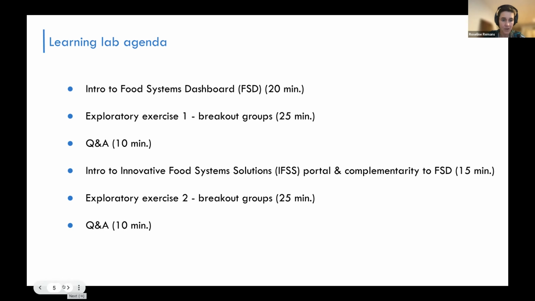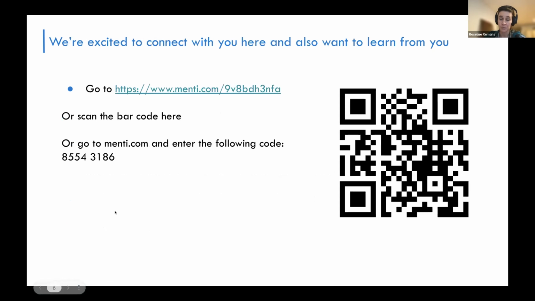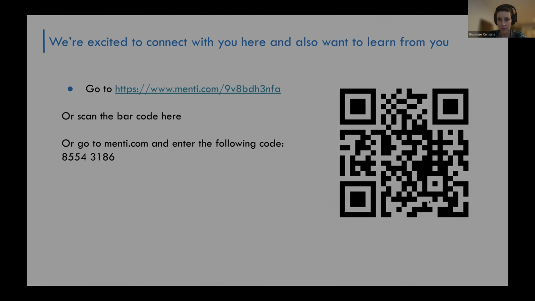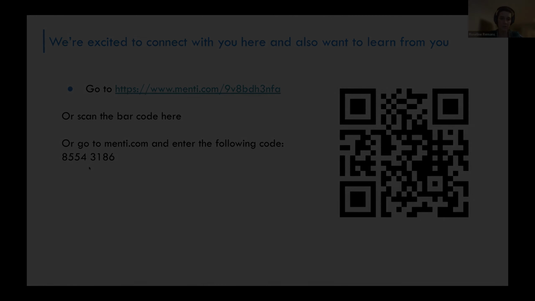Now, we also first want to learn from you, and also during this exercise we want to learn from you, as both platforms are continuously being improved. So we also want to learn where you come from and some of your background. So we would like to invite you to go to this menti.com link, and the link will be put in the chat, or you can scan the barcode or go to menti.com and put the code. So you can directly use this link, you can use the barcode, or you can use menti.com and go to this.